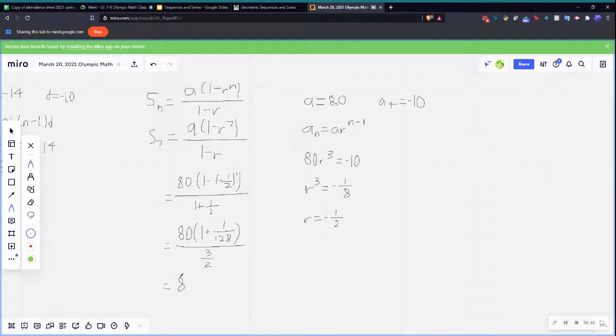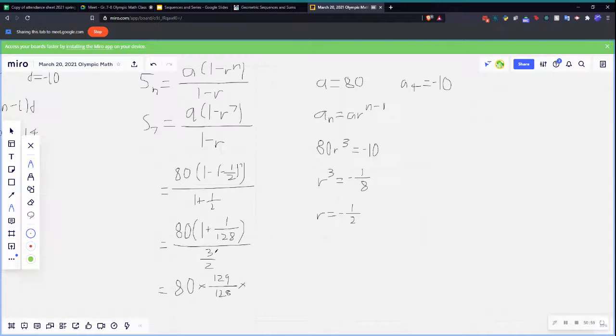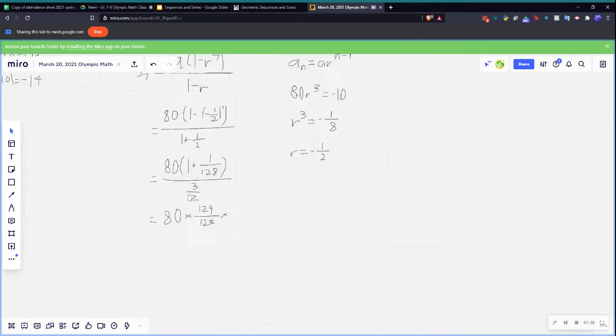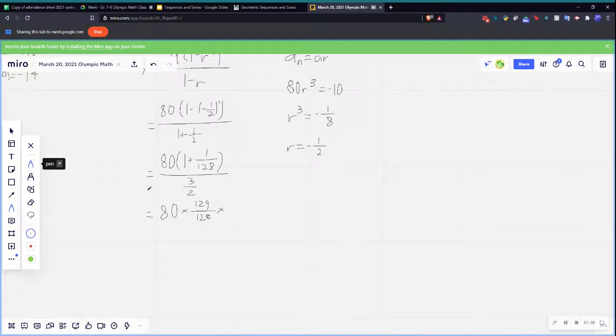All right. Let's do 80 times. So 1 plus 128, that should give you 129 over 128. And we're going to flip the new denominator around, just multiplying it instead of dividing it now. All right, so now we have 2/3 instead of 3 halves. All right, we can cross multiply some of these terms. So I believe 3 can go into 129. That should give you 43.